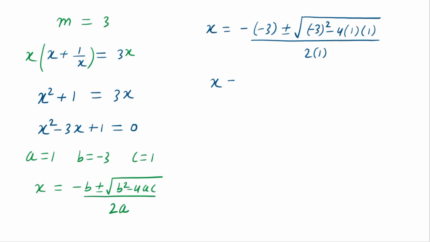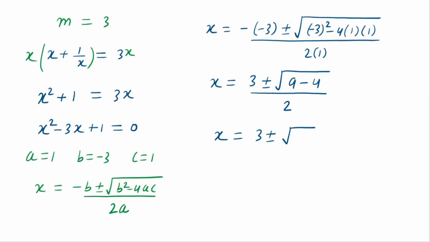Then x is equals to minus is multiplied by this minus 3, then you will get plus 3 plus minus square root of minus 3 square is 9 minus 4 times 1 is 4 and divided by 2 times 1 is 2. In left hand side, x is equals to 3 plus minus square root of 9 minus 4 is 5 over 2. In this case, we have two possible values of x. First value of x, let's say this is x1.